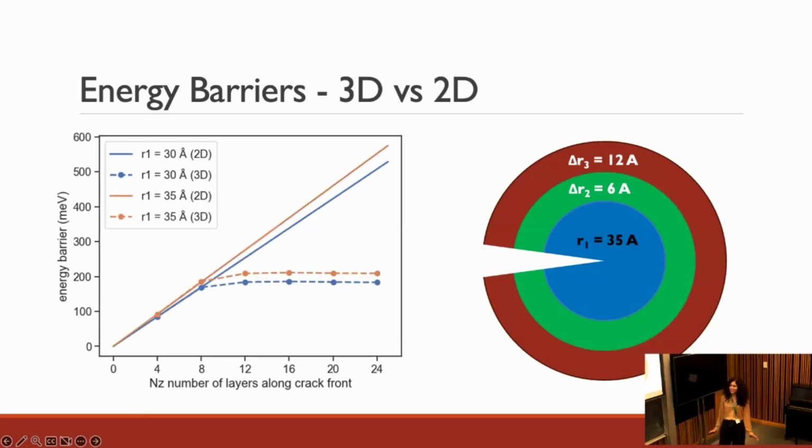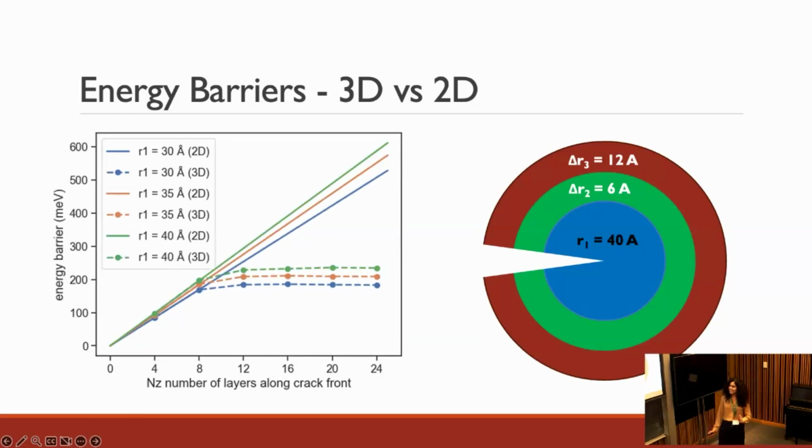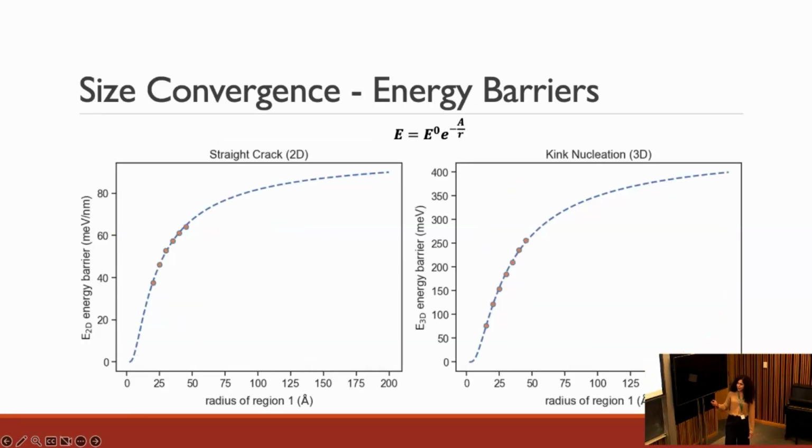What happens when you increase the size of region 1? Both energies go up. Increase the size further, and it goes up even more. Plotting these values, in all cases, for the low size of NZ, the 3D case is straight crack, and kink nucleation at larger sizes converges. But the region 1 size still doesn't seem to be converging. Or, well, it's increasing significantly. Plotting them out, we're still very far from what we can converge.